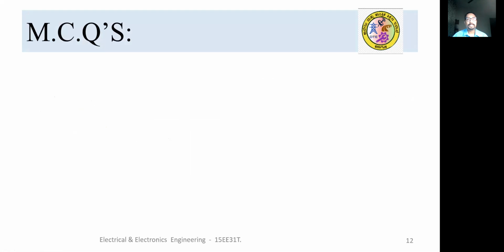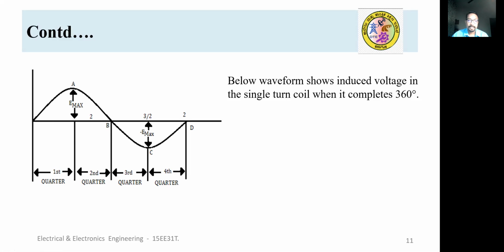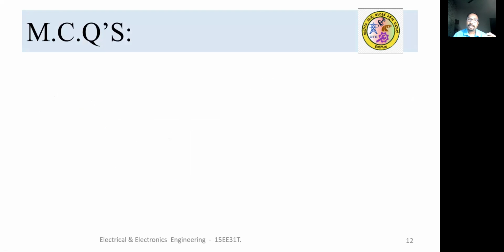Now, let us see some multiple choice questions. Before that, let me conclude once again. In this session, we have recalled the basic definition of an alternator, and we have discussed the basic principle of operation of an alternator with the help of a simple loop generator. This is how the alternator works. Related to this session, we will have some multiple choice questions.